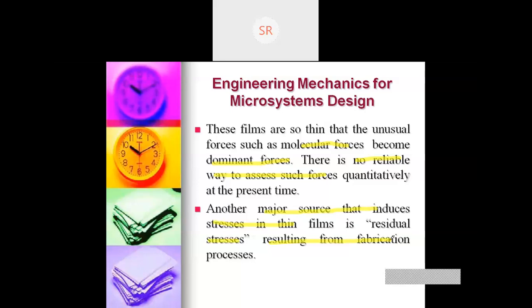That means when I do the fabrication, there is a residual stress induced on the material during the fabrication process. So now there are two forces coming into the picture. One is the molecular force, which becomes dominant, and second is the residual stress in the thin film, resulting during fabrication. Because of these two reasons, it is very difficult to assess the stress falling on the thin film.